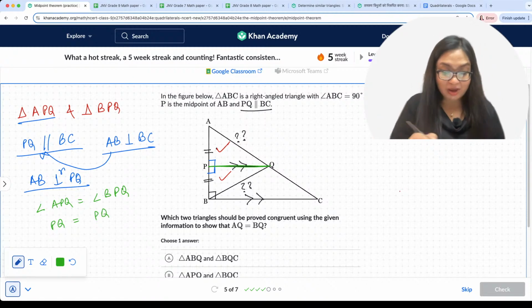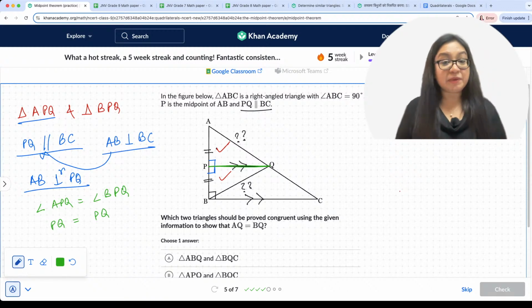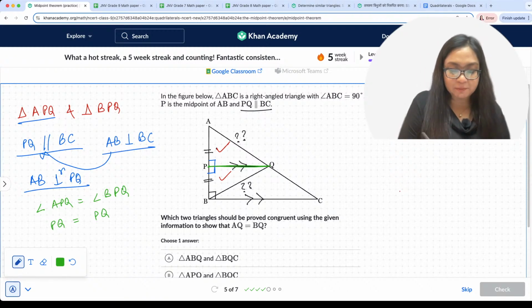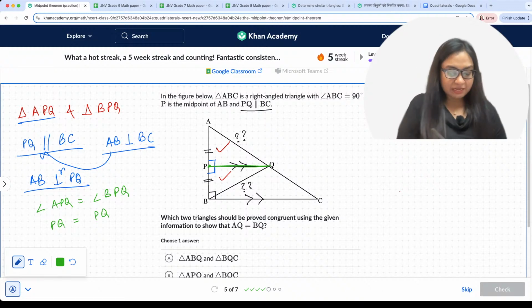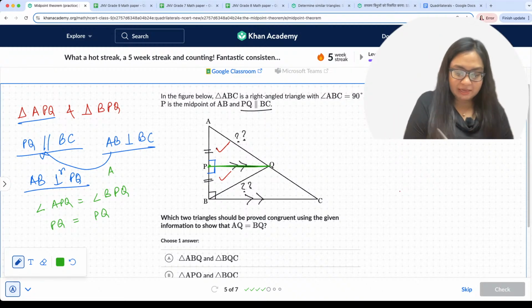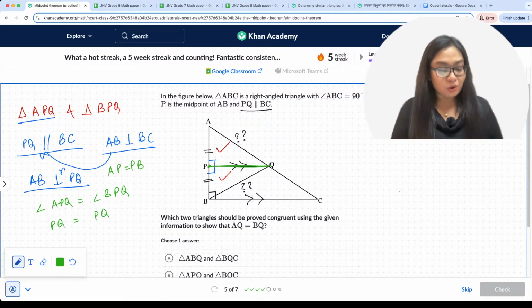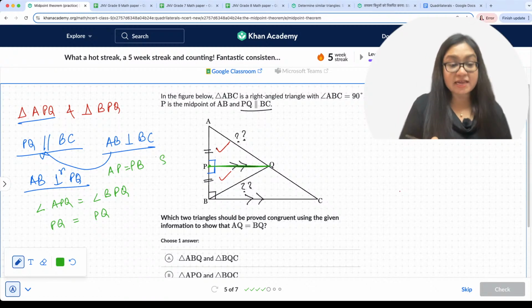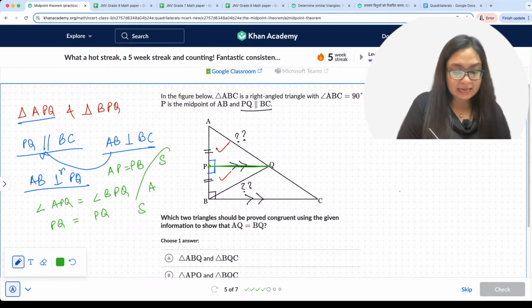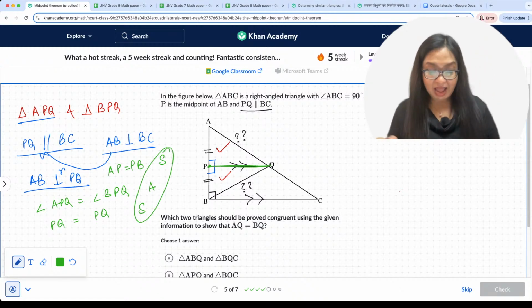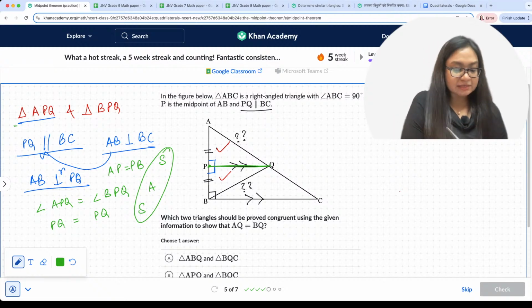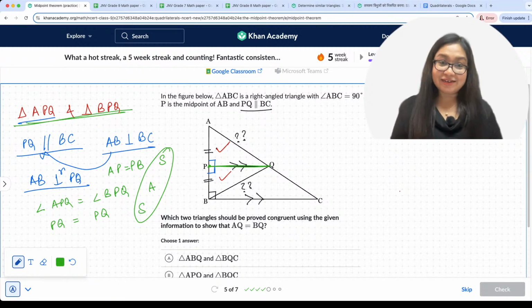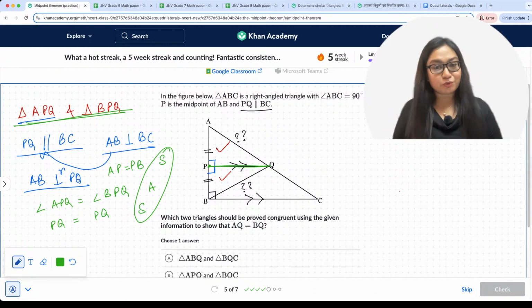And we also have AP is equal to PB. Why? Because P is the midpoint of AB. That means we have AP equal to PB. So here we go. Looking at these three statements, we have side, angle, side. So there is SAS congruency here, and we can say that these two triangles are congruent. Correct? We can prove it by SAS congruency.